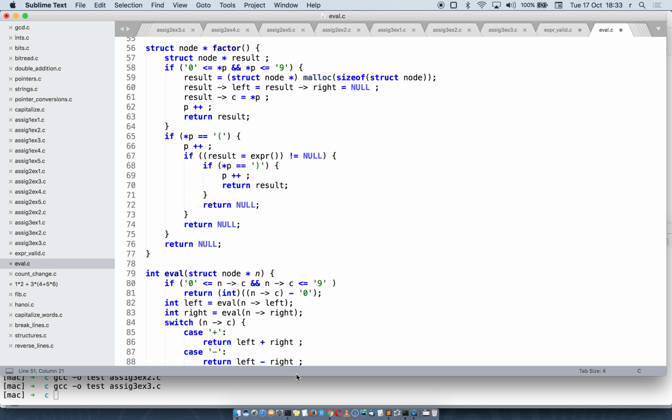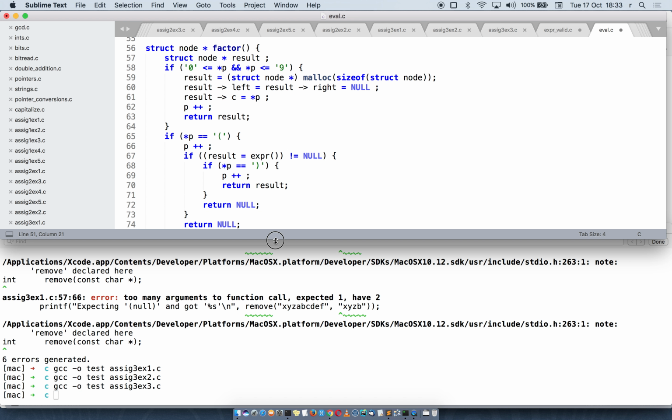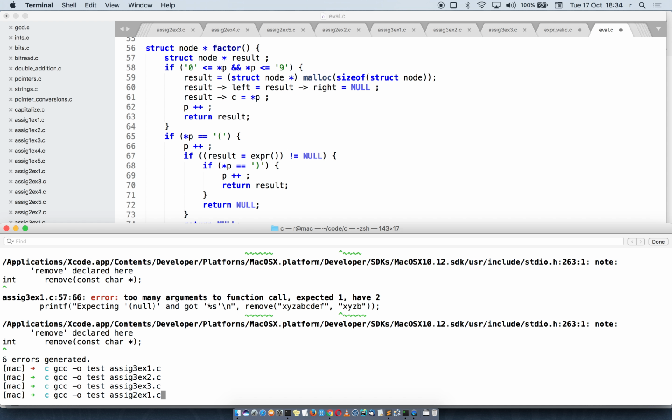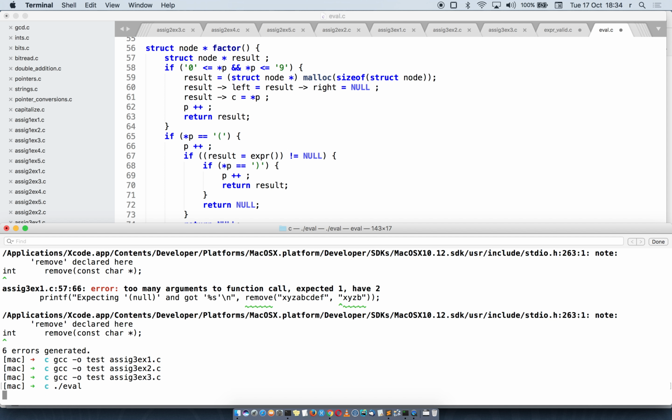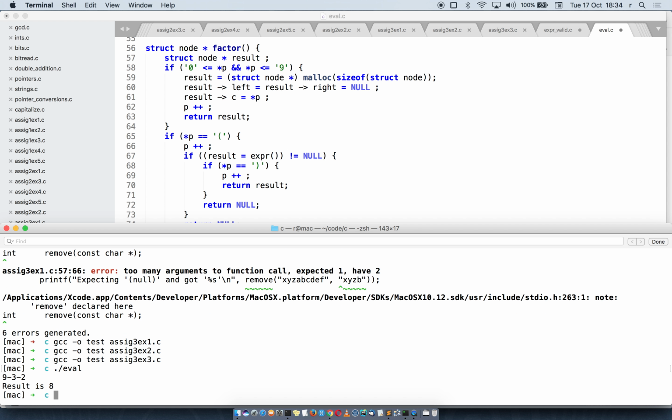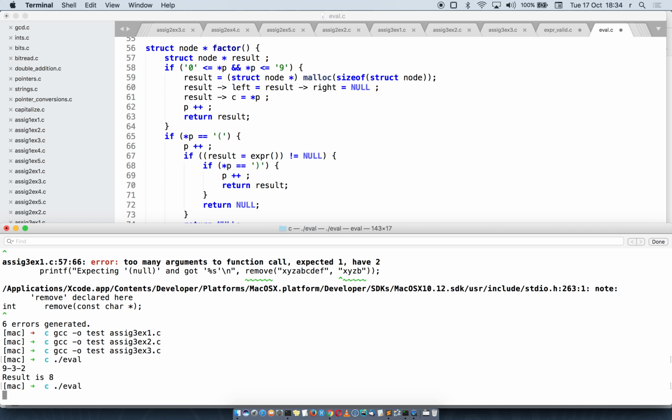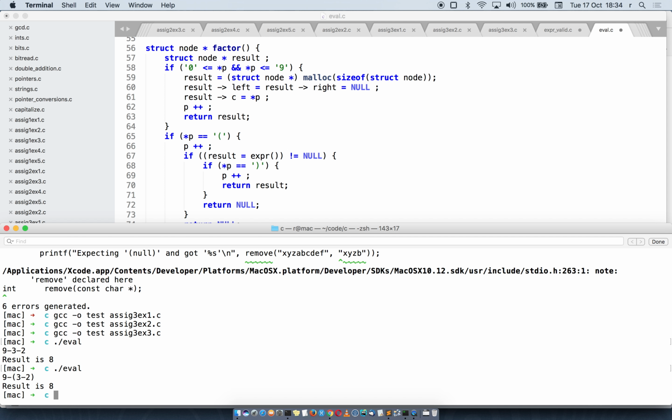Evaluator, right? And we noticed that it was not quite doing the right thing. Actually, I should just type eval, right? So if we say 9 minus 3 minus 2, we get 8 instead of 4, right? Why do you think that is? That's correct. So we're actually doing 9 minus (3 minus 2). Why do you think that happens?